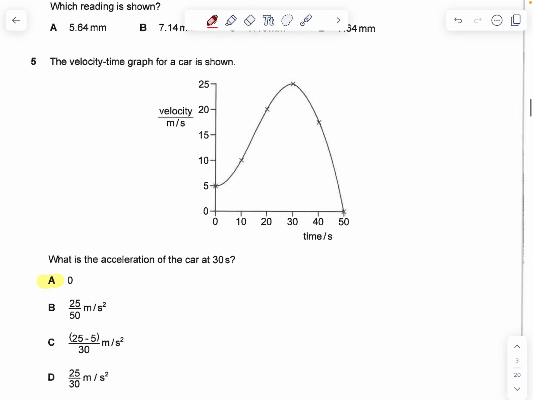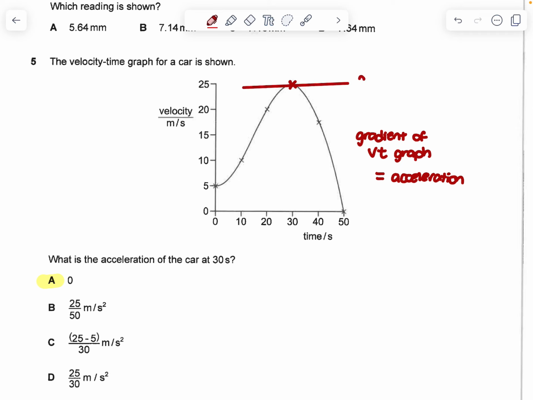Question 4 not tested. Question 5. The velocity-time graph for a car is shown. What is the acceleration of the car at the 30 second mark here? As we know, the gradient of a v-t graph gives you the acceleration. At the 30 second mark, the gradient is equal to 0. So acceleration is 0 meters per second squared.